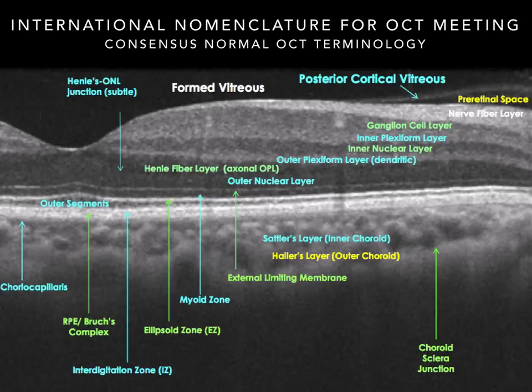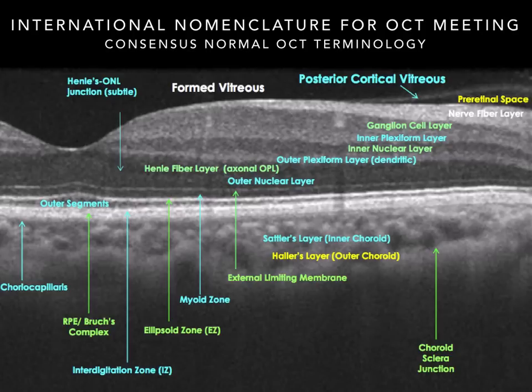I don't know if you remember in the last lecture that I gave, we talked about the Henle fiber layer. You could think of the OPL, the outer plexiform layer, having like a hyperreflective inner third and a hyporeflective outer two thirds, and they talk about that in this slide. They call it the Henle fiber layer here, or in parentheses, axonal outer plexiform layer, versus this dendritic inner portion.